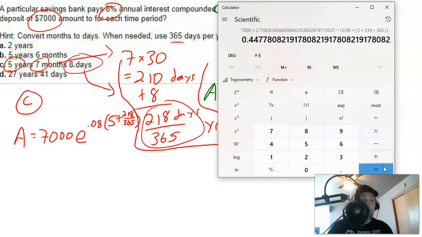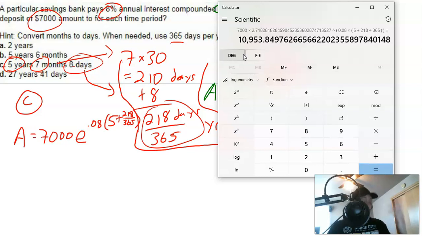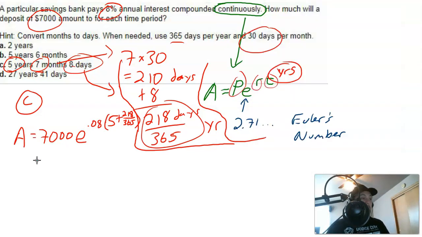So let's see what we get. Hopefully it should be something more than 7,000, right? It should be like $8,000, $9,000, something like that. Oh, 10,000. Wow, it's pretty big. Okay. So, and that gives me the correct answer. So the amount here is going to be 10. Oh, I didn't think about what the number was. 10,000 something. Let's go back to that.